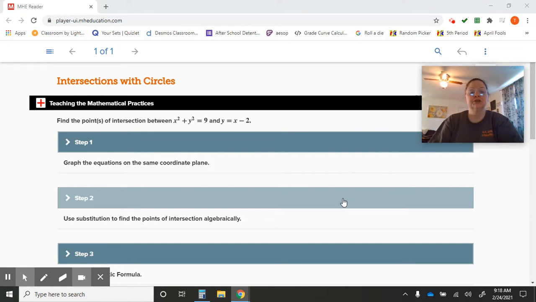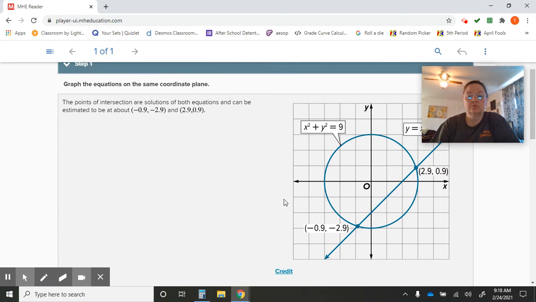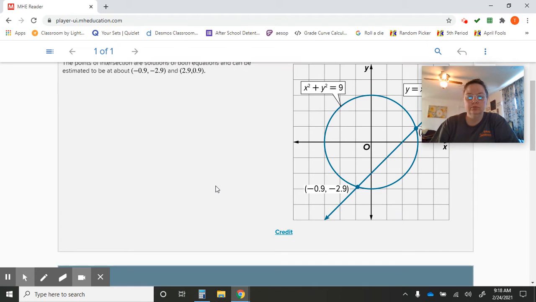Find the points of intersection between x squared plus y squared equals 9 and y equals x minus 2. First thing we want to do is graph the equations on the same coordinate plane. So here we have our x squared plus y squared equals 9, and our y equals x minus 2. And we can see they intersect about here and here. So now we have a rough estimation of where the points should be.